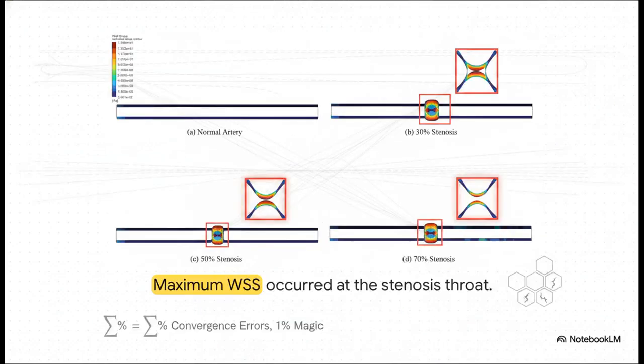And that brings us to wall shear stress, which is the frictional force the flowing blood exerts tangentially right on the artery wall itself. Look at the intense, concentrated stress at the throat of that 70% stenosis model. The extreme velocity gradients near the wall are creating intense shear forces. And this isn't just an engineering curiosity. High wall shear stress is an absolutely vital metric for medical professionals predicting endothelial damage and future plaque progression.